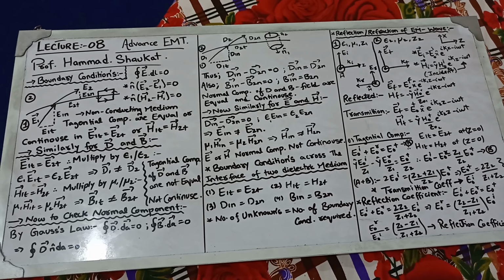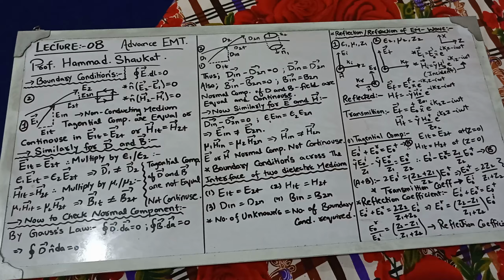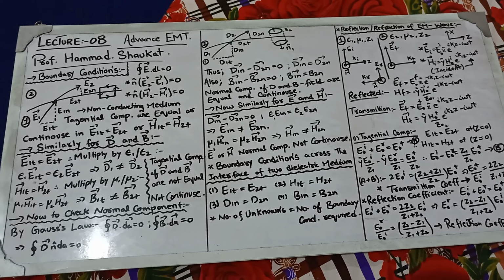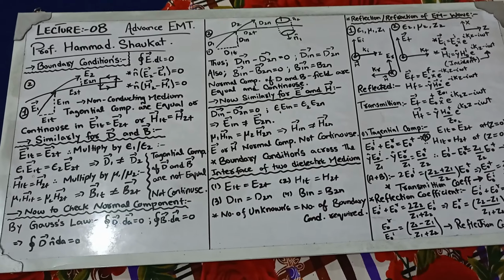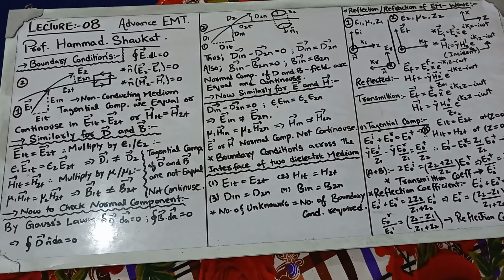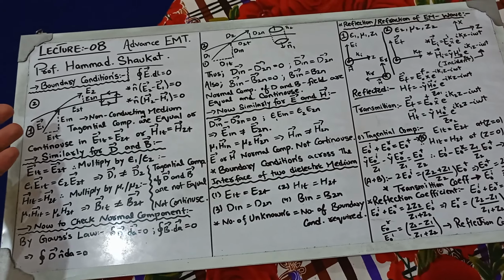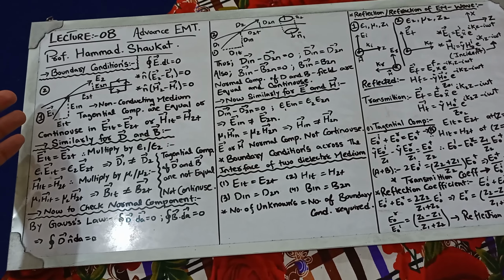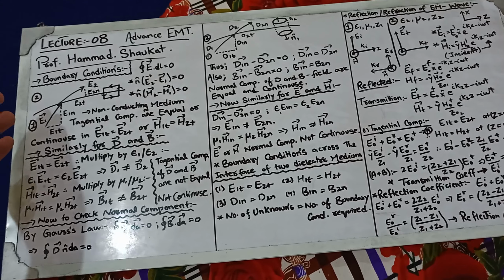In this lecture, we will continue our topic, and that is boundary conditions for the electromagnetic waves. We already showed you these boundary conditions in our previous lecture, number 7, at the end. Now we will start again from boundary conditions.